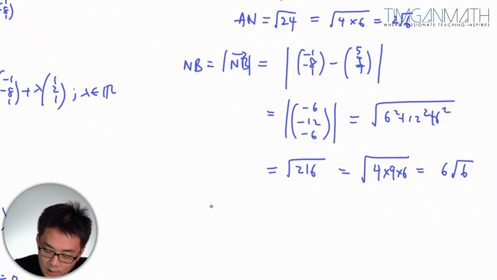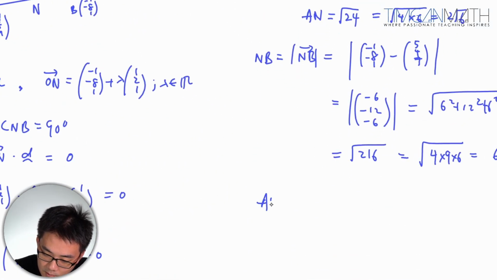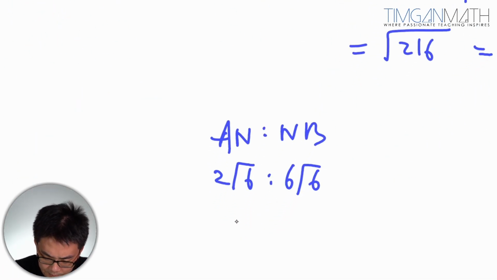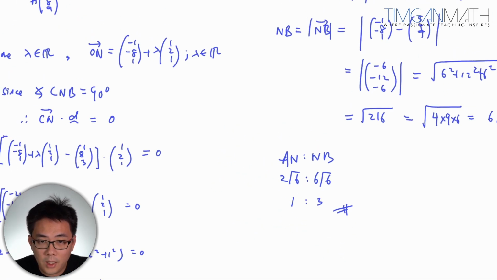So A, what do we want? AN to NB is actually 2 root 6 to 6 root 6. This will be 1:3. Okay, that's the answer.